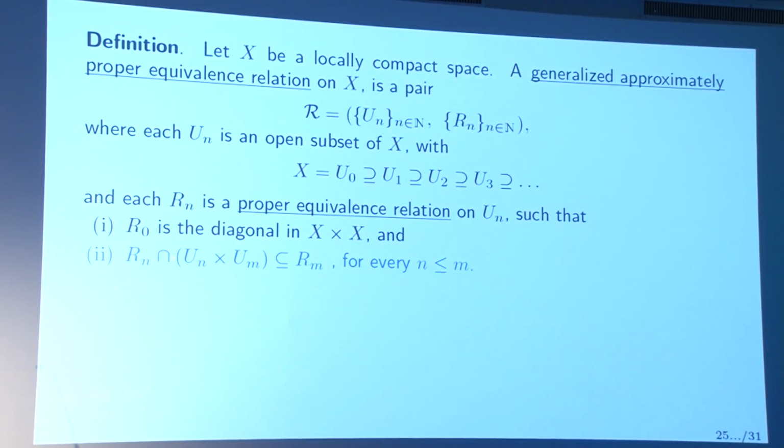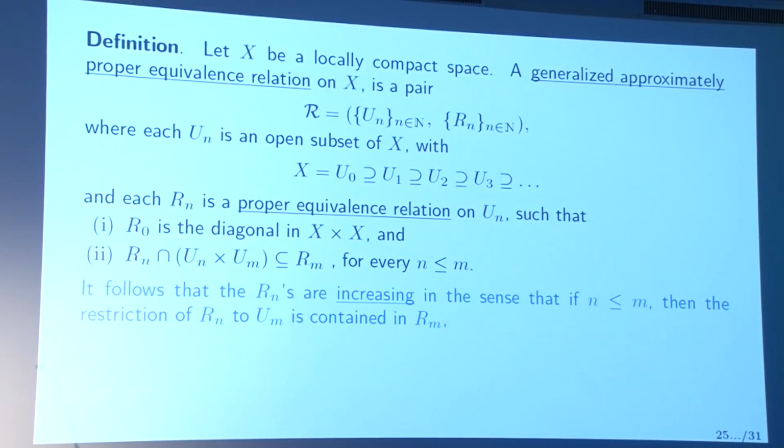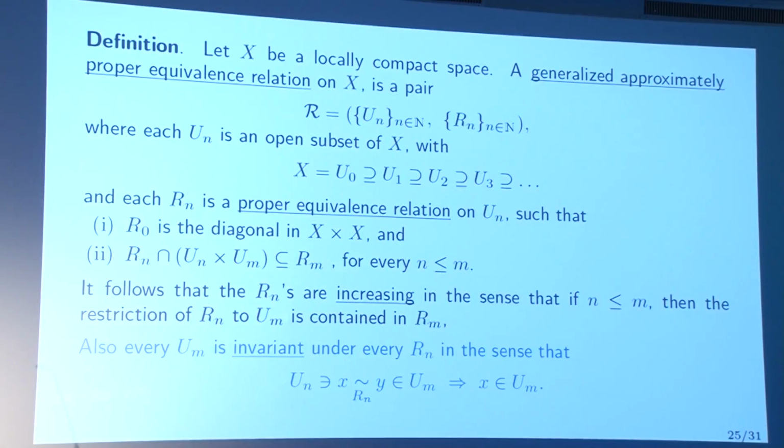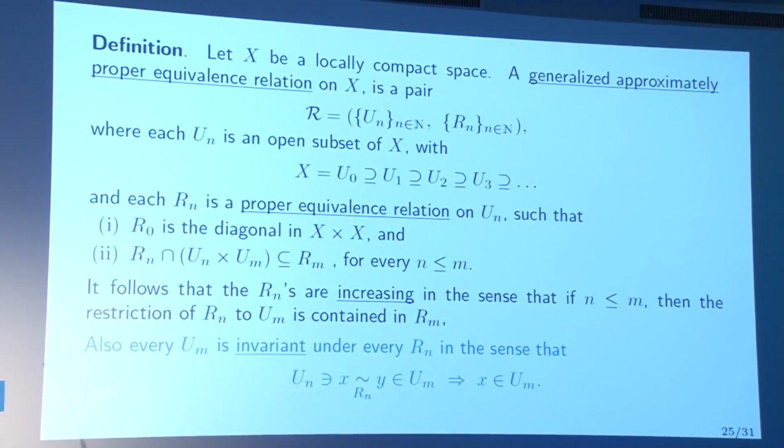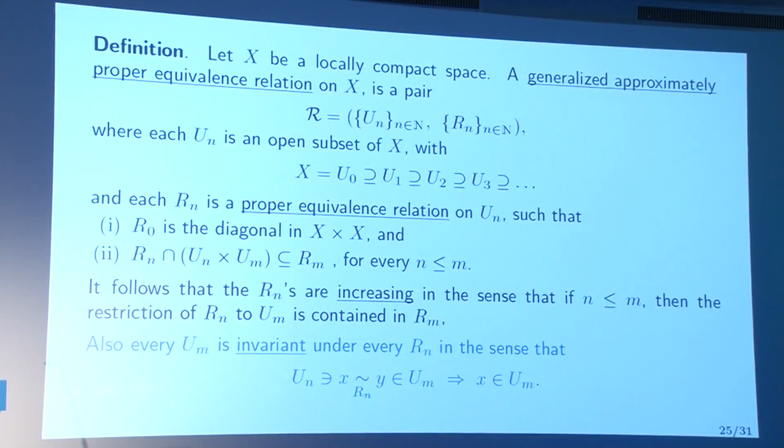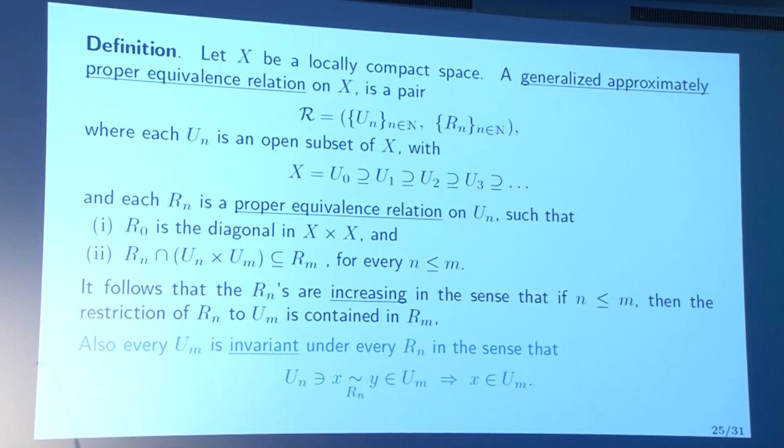So the crucial point is that this equation here, R_n, which is a set of pairs, intersection U_m cross U_m, should be contained in R_m for every m. So this is a generalization of the notion of increasing relations, and of course R_0 should be the diagonal. So this mysterious axiom 2 here essentially says that the R_n's are increasing as long as you restrict to the subset, right? So if you restrict R_n to U_m, then you get a relation which is dominated by R_m. Another interesting thing is that every U_m is invariant under every relation R_n, in the sense that if a point in U_m is equivalent to a point x under the relation R_n, then x must be in U_m.